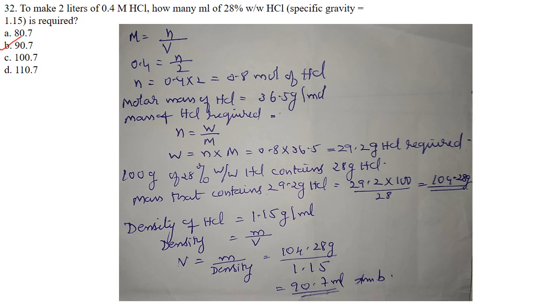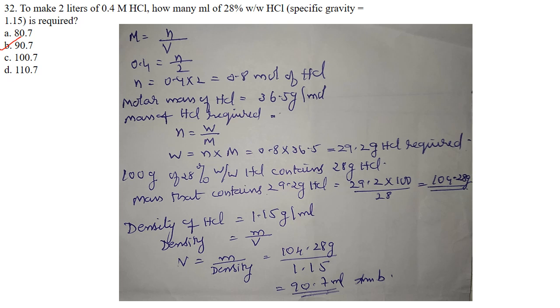To make 2 liters of 0.4 molar HCl, how many ml of 28% weight by volume HCl, specific gravity 1.15 is required? So molarity is number of moles by volume, then you can calculate number of moles, that is 0.8 mole of HCl. Molar mass, we know it is 36.5 grams per mole. Then mass of HCl required will be 0.8 into 36.5, that is 29.2 grams of HCl is required.